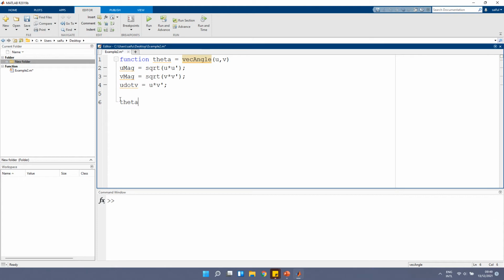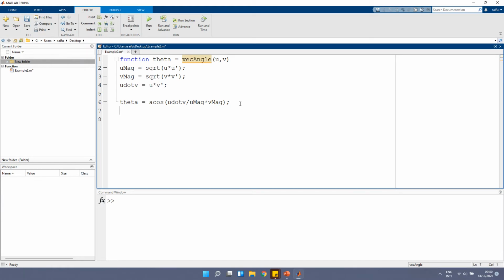And then you calculate theta equals, in MATLAB for inverse cosine you can use acos, acos of u dot v divided by u magnitude, and then times v magnitude. Because the dot product is already a scalar, and each magnitude is also a scalar.